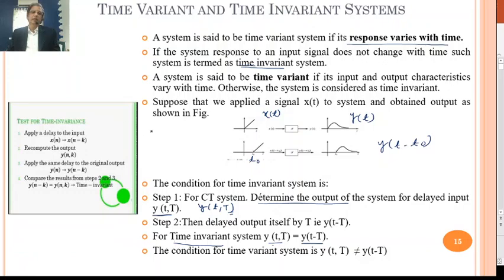And this image shows this condition for the time invariant system in case of the digital system. Here apply a delay to the input, recompute the response or the output, apply the same delay to the original output, so that the sequence is delayed, and compare these two steps. If both steps are equal, then the system is the time invariant system.